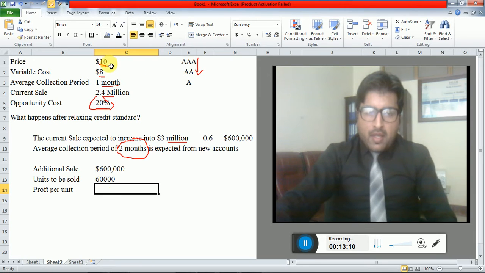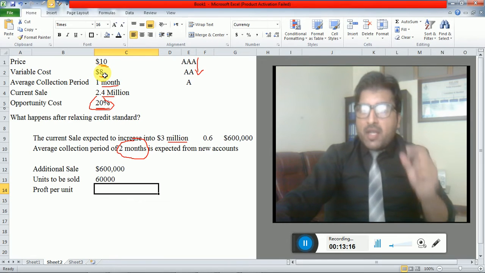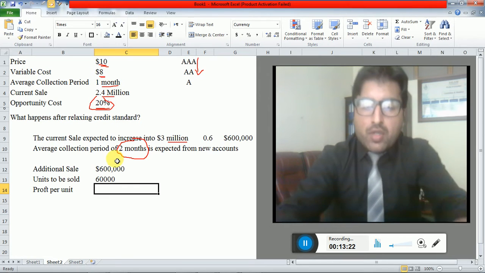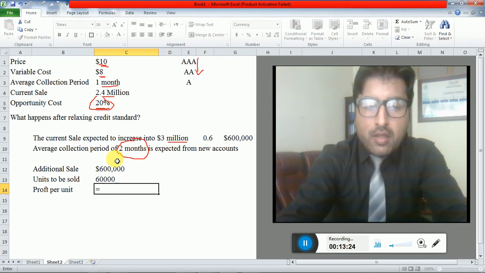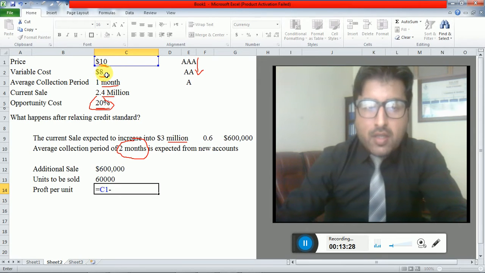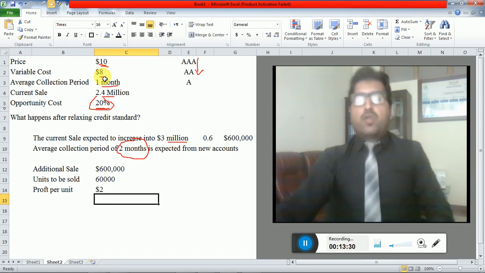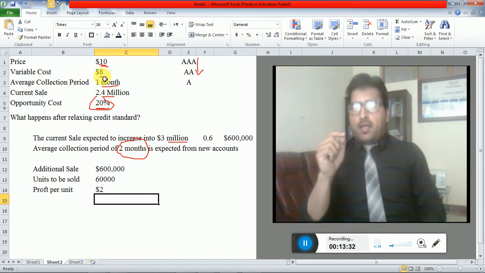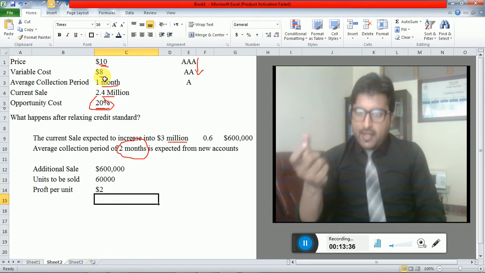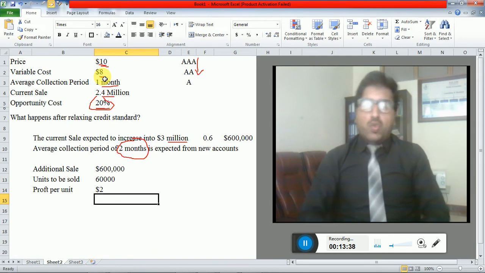Okay, if the price is $10 and the variable cost is $8, it means for each additional unit a company is producing, the cost is $8. So the profit is $10 minus $8, which is equal to $2. So in each additional unit a company is producing and selling, the profit is $2.